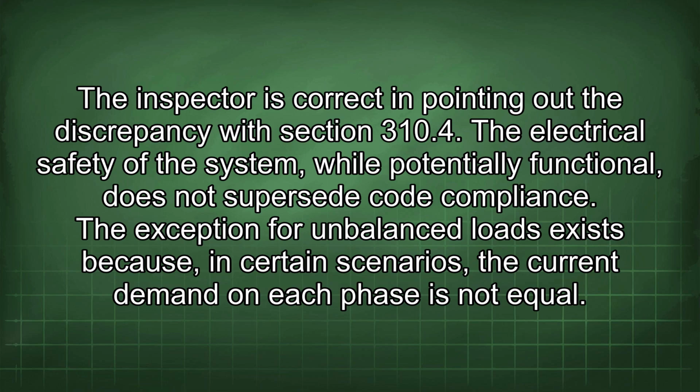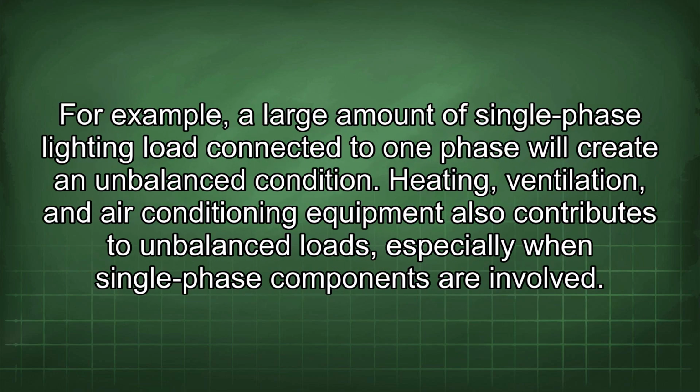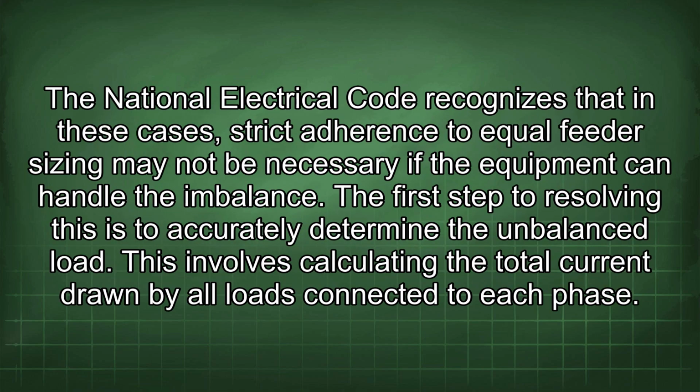The exception for unbalanced loads exists because, in certain scenarios, the current demand on each phase is not equal. For example, a large amount of single-phase lighting load connected to one phase will create an imbalanced condition. Heating, ventilation, and air conditioning equipment also contributes to unbalanced loads, especially when single-phase components are involved. The National Electrical Code recognizes that, in these cases, strict adherence to equal feeder sizing may not be necessary if the equipment can handle the imbalance.